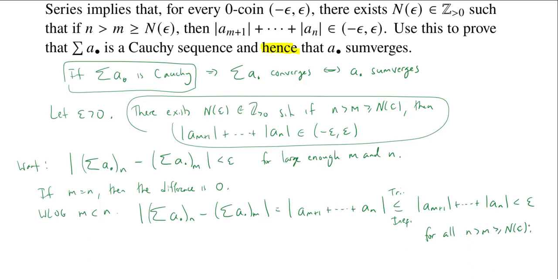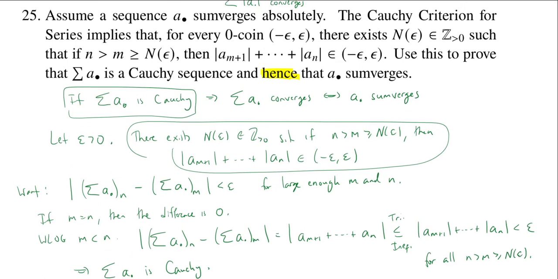So we've just shown that the sum sequence is Cauchy. There we go, and hence A converges. So unsurprisingly, if you have a sequence that converges absolutely, then it also converges. Okay, but that's like a big test, right? That's the absolute convergence test. All right, let's move on to problem 26.